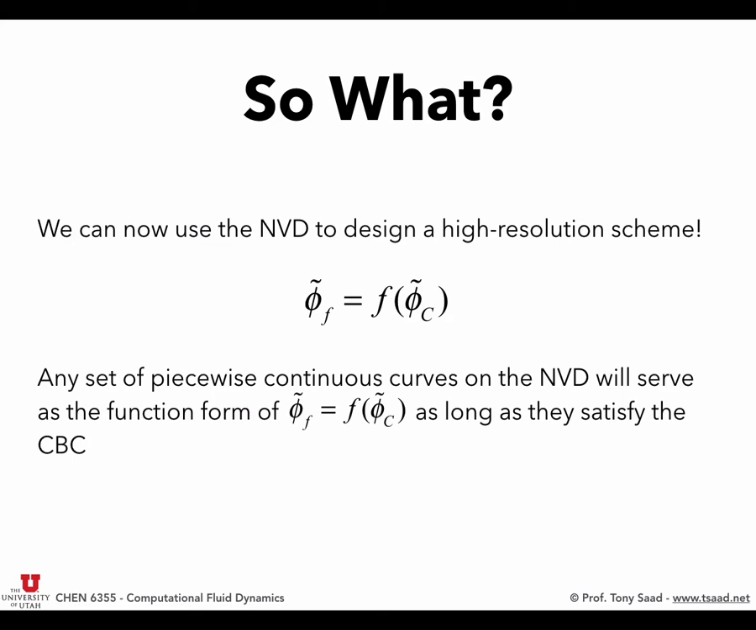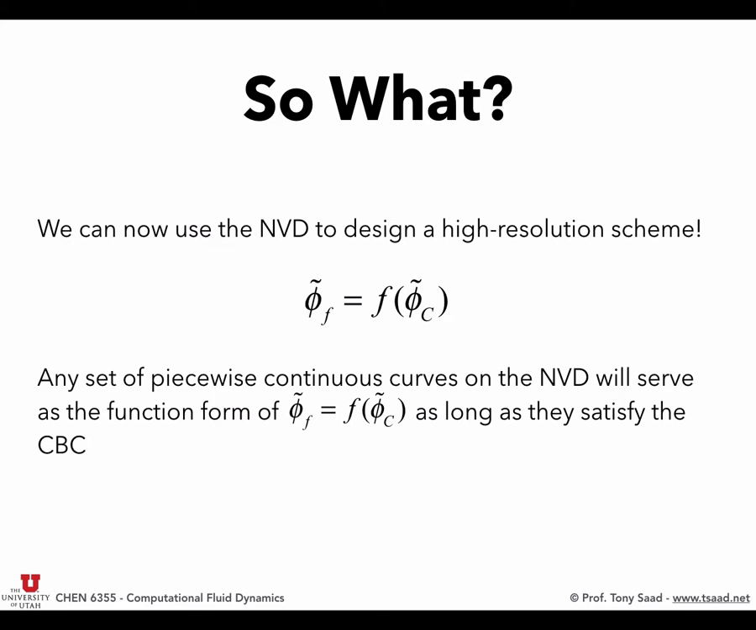This f could be any set of curves inside the blue region, inside the blue triangle, as long as it goes to 0 and then upwind, as long as it goes to 1 and then upwind. And that's how we guarantee that we are not creating new minima and maxima. You have to think of it in the normalized space. If you think about it in the real space, it's going to turn into a debacle.